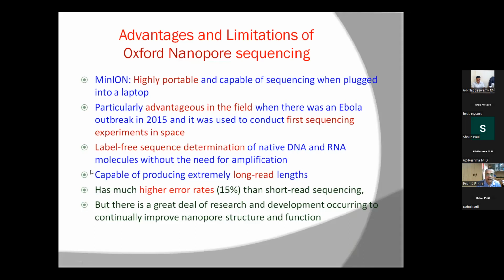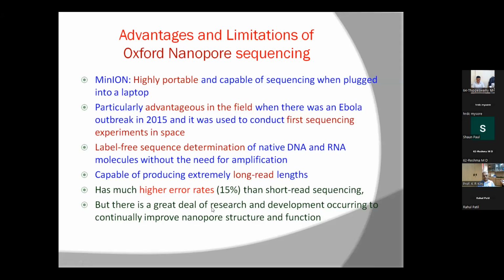And this is a label-free sequence determination, there is no label used here. Unlike in the case of SMRT, where a fluorescent dye has to be used. Here, there is no label. We simply pass the DNA through a pore and then read. So you can determine native DNA and RNA sequences without amplification, capable of producing extremely long reads. The limitations, again, there is a relatively high error rate compared to short read sequencing, almost close to 15%.